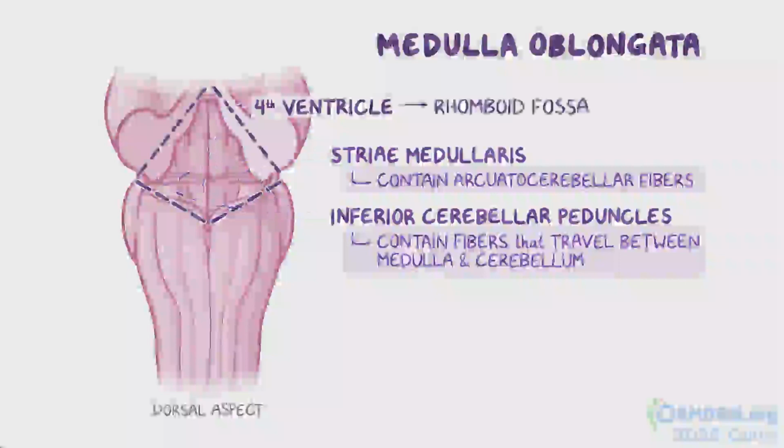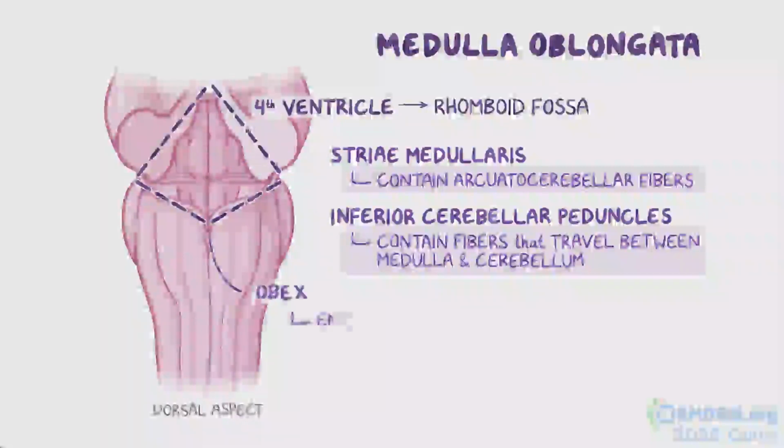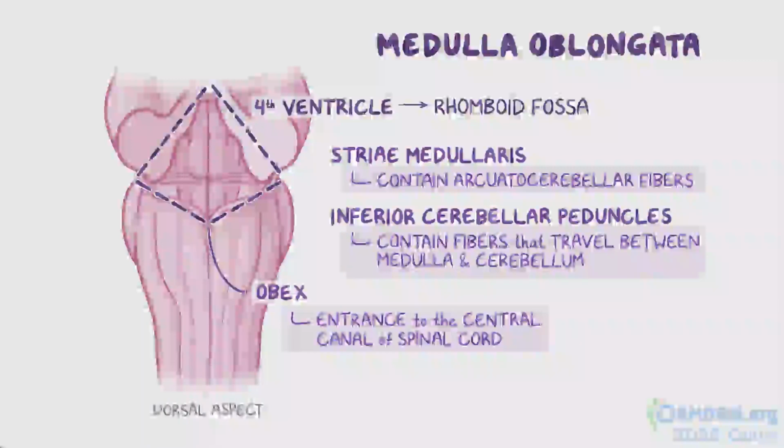The ventricle, or fossa, tapers at its caudal aspect to a point called the obex, and near this caudal limit is the entrance to the central canal of the spinal cord. In this region, CSF can travel from the fourth ventricle into the central canal.